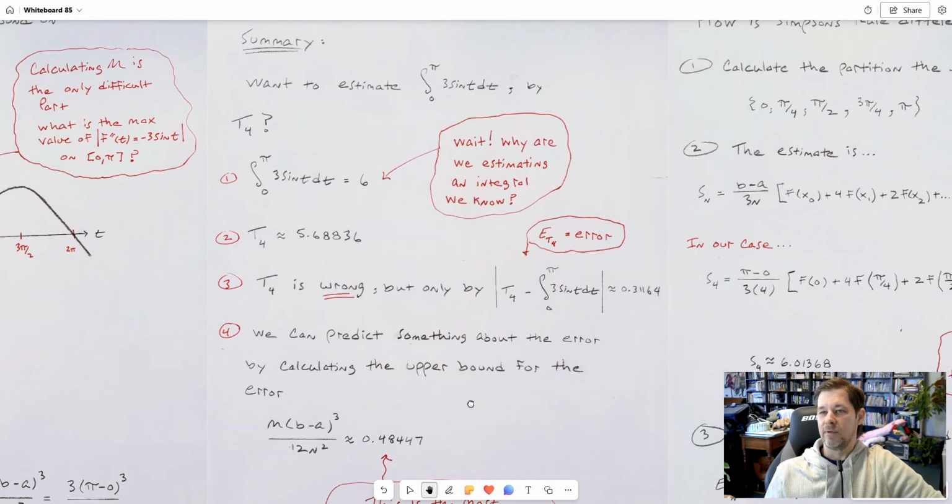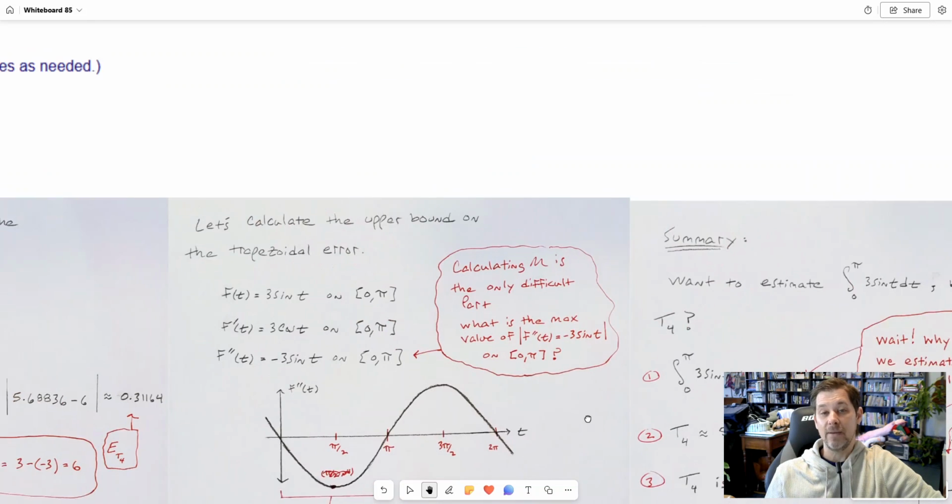One more thing you might say is, if you know the answer to this integral, if you know its perfect and true answer is 6, then why are you bothering with an estimate? Well, the answer to that is this is an exercise. So this question allows you to go through all the aspects of using the trapezoidal rule as an estimate.